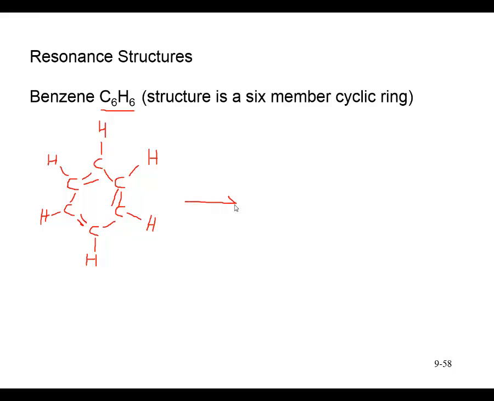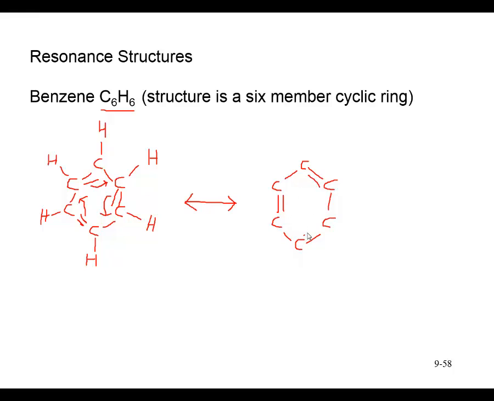Now I can have a second resonance structure without moving any atoms around. So I still have my 6 carbons in their cyclic structure, and I still have my 6 hydrogens bonded to each of those carbons. And so what I can see then is I can move my double bonding electrons from my double bond over to where I had a single bond, and I can do this all the way around the whole ring. So I ended up with a set of double bonds in the alternative positions.